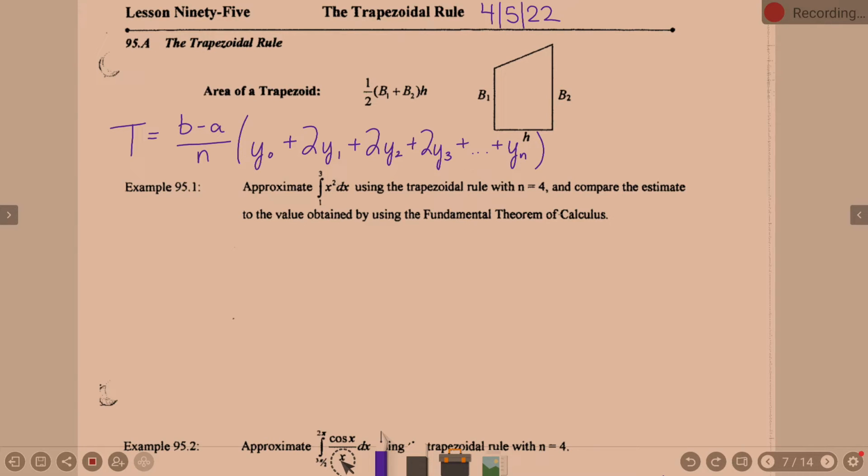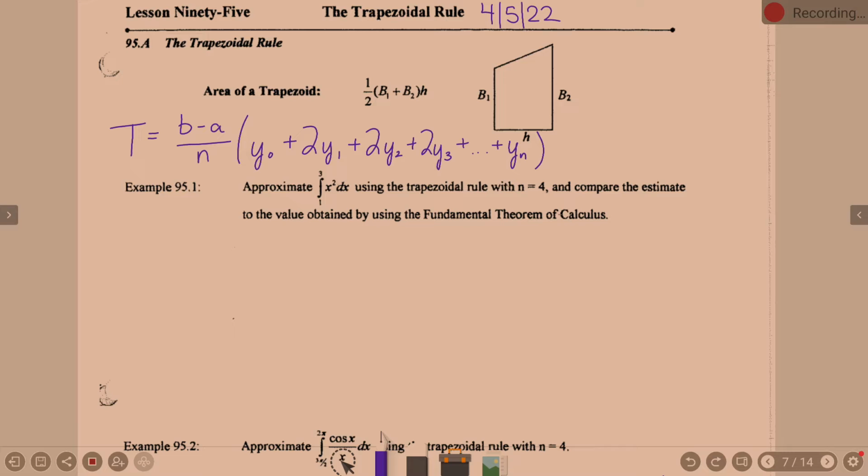Lesson 95 is the trapezoidal rule. The trapezoidal rule is a way for us to find area, which means it is a way for us to find an integral. Most of the time we know a lot about integrals at this point in our calc lives. Most of the time we're going to work the integral by hand. However, there are some occasions where we won't want to do that in a calculus problem. And so I'm introducing the trapezoidal rule today.